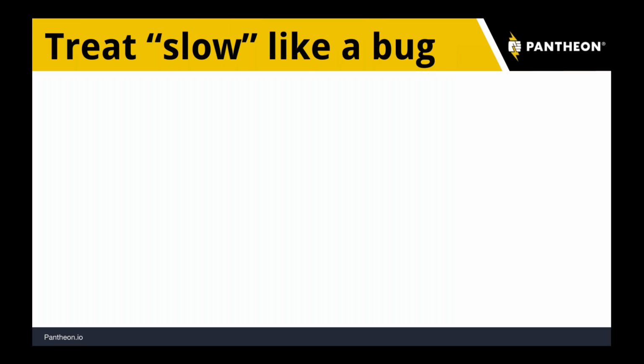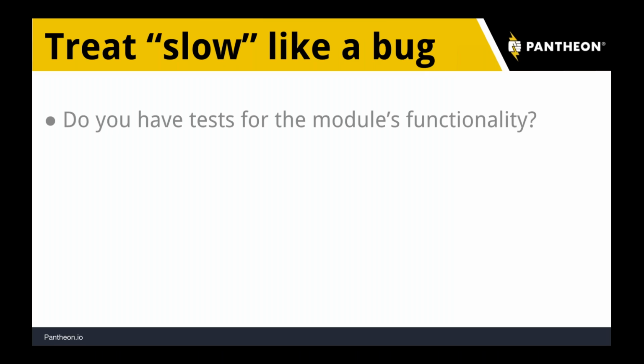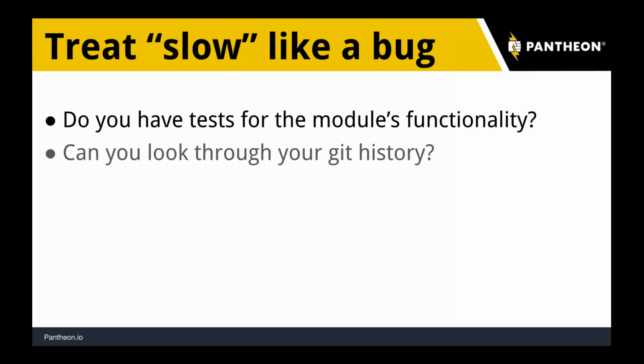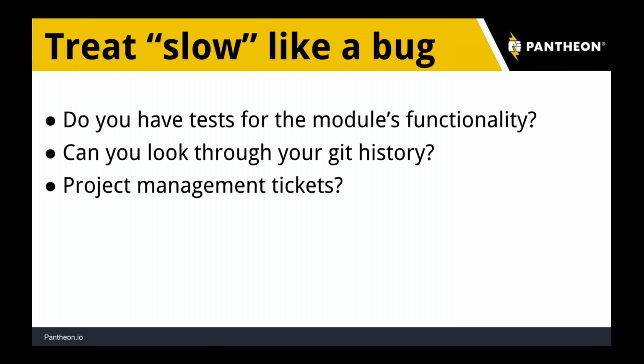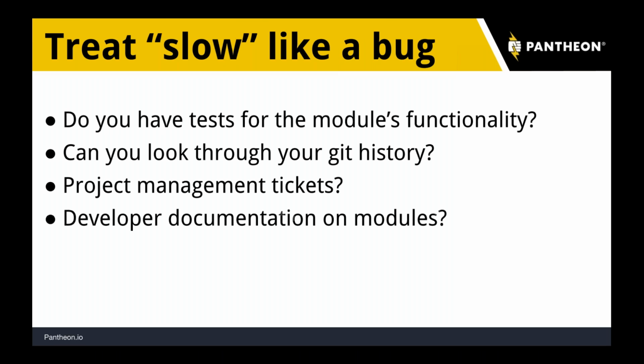So can we treat slow like a bug? Do we have tests that tell us what we're supposed to be expecting from our set of modules? Can we look through our Git history and find out maybe when these duplicate modules were installed and find out the project management tickets associated with them? To what degree can we really treat this problem of slowness like a bug that's not meeting our expectations?